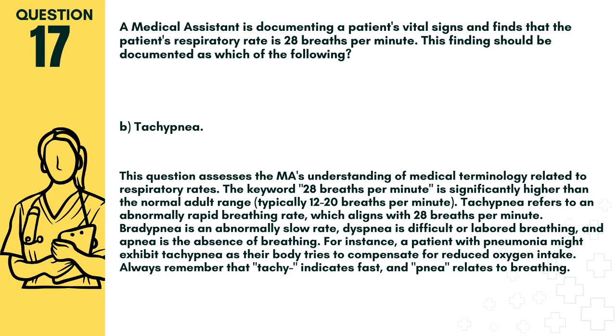Answer: B. Tachypnea. This question assesses the MA's understanding of medical terminology related to respiratory rates. The keyword 28 breaths per minute is significantly higher than the normal adult range, typically 12 to 20 breaths per minute. Tachypnea refers to an abnormally rapid breathing rate, which aligns with 28 breaths per minute. Bradypnea is an abnormally slow rate, dyspnea is difficult or labored breathing, and apnea is the absence of breathing.